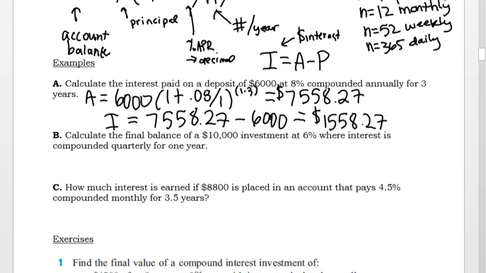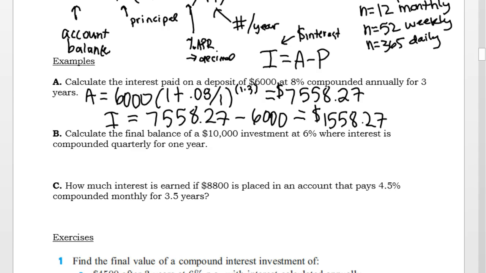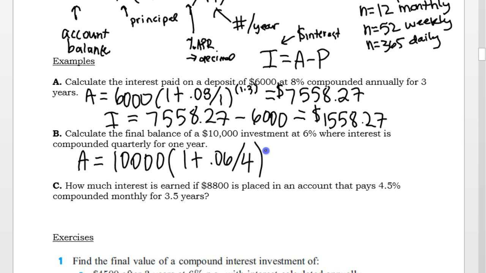Example B says, calculate the final balance of a $10,000 investment at 6% where interest is compounded quarterly for 1 year. So I just want to get the final balance. I don't need to do the extra subtraction to get the interest, but I'm going to start with my principal value, the amount that I originally deposited. I do 1 plus 6%. That is compounded quarterly, so 4 times per year, and that happens for 1 year. We will put that into the calculator.